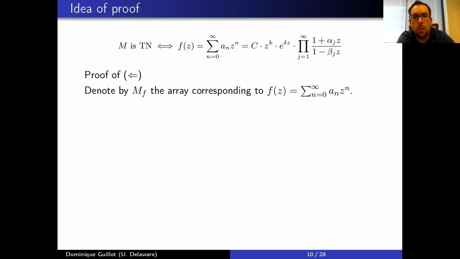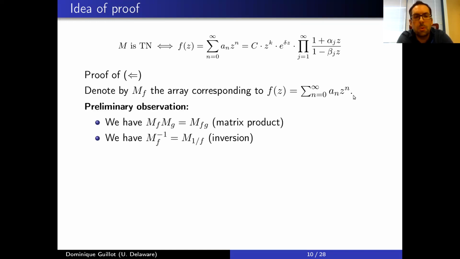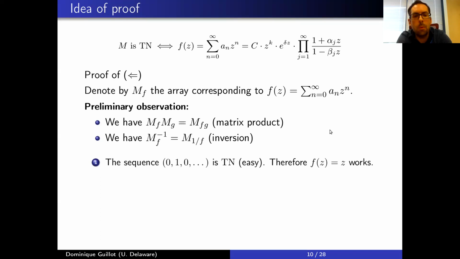It works as follows. Let me denote by M_f the array that corresponds to the power series with coefficients a_n. Two simple observations. First, if you multiply two of these arrays using the usual matrix product, it's not hard to verify that you get another array of that same form, corresponding to the function f times g. So there's a correspondence between the matrix product and just multiplying the two analytic functions. As a consequence, if the array has an inverse, that inverse is the matrix corresponding to 1 over f.